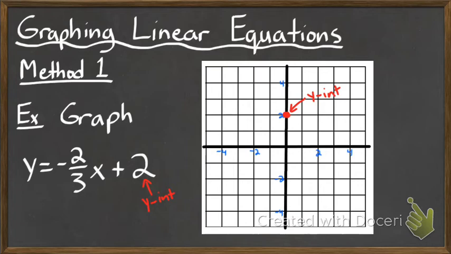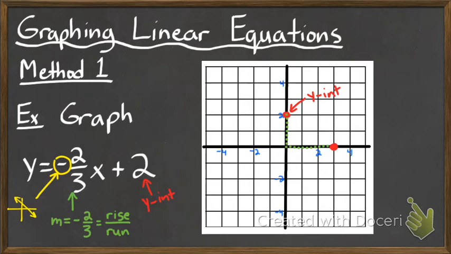Now from here, we want to look at our slope. So our slope is negative, so we know it's going to go down from left to right. And our slope m is negative 2/3, which is our rise over our run. So our rise is negative 2. So from our y-intercept, we're going to be going down 2, and our run is 3, so we're going to be going right 3. And this will give us the location of our next point.